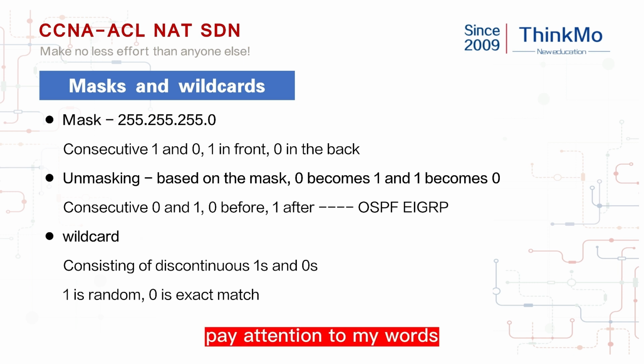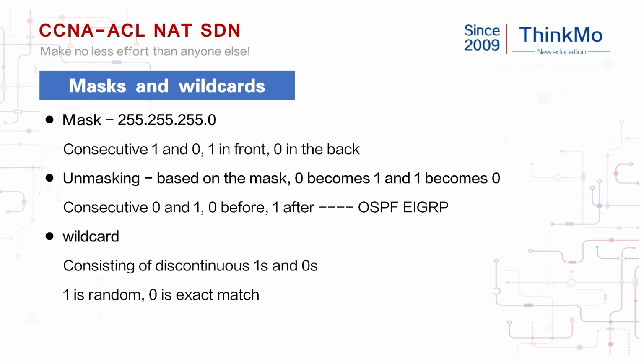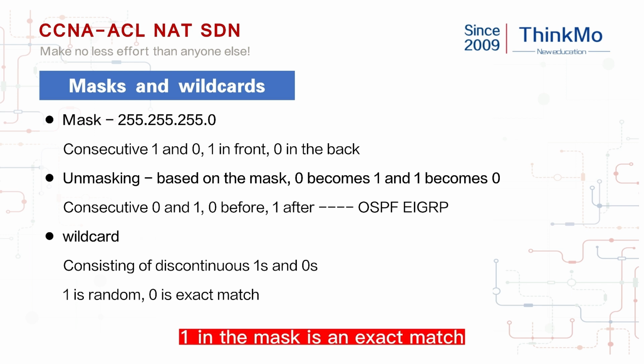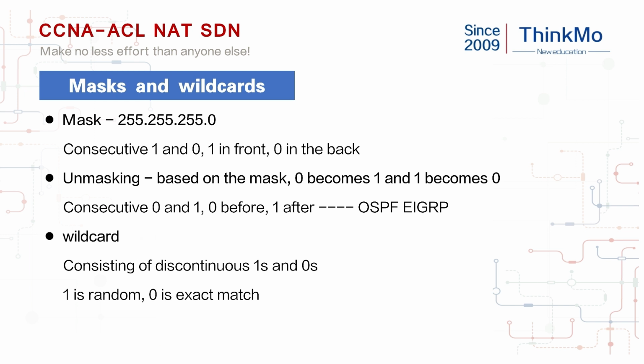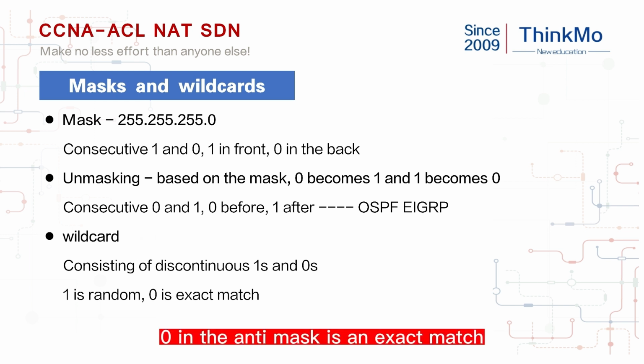Pay attention to my words. It is composed of discontinuous 1s and 0s. For us, 1 is random and 0 is an exact match. A 1 in the mask is an exact match. A 0 in the anti-mask is an exact match. Then a 0 in the wildcard is an exact match.